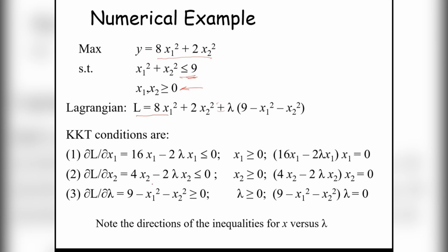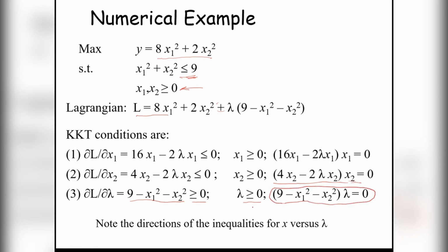And the same thing applies with the second variable in the function, x2. We get that 4x2 minus 2 lambda x2 is less than or equal to 0. x2 has to be greater than or equal to 0, and this complementary slackness condition has to apply as well. And finally we take the partial with respect to lambda, and we end up with this here, which is the constraint again. It has to be greater than or equal to 0. Lambda has to be greater than or equal to 0. And again, we have this complementary slackness condition for lambda now.